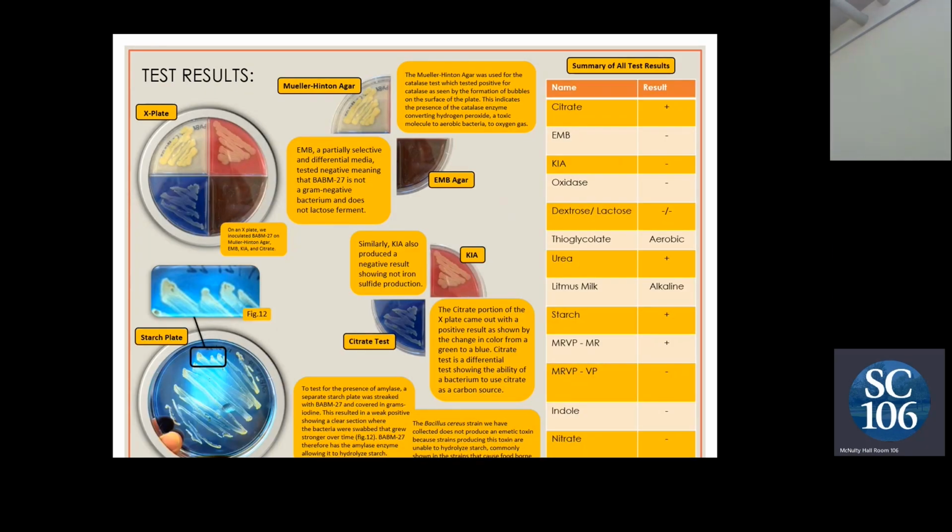So the next metabolic test we ran were on the X plate. The first quadrant of the X plate was the Mueller-Hinton agar, which we used for the catalase test.